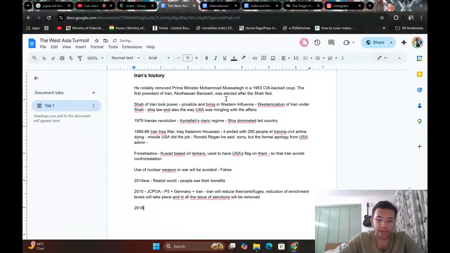Then came the 2018-19 era and Mr. Trump's 1.0 era. First US presidency by Mr. Trump came by. And he removed the agreements from the JCPOA. Sanctions were reimposed, and the issue once again started to build up between USA and Iran.